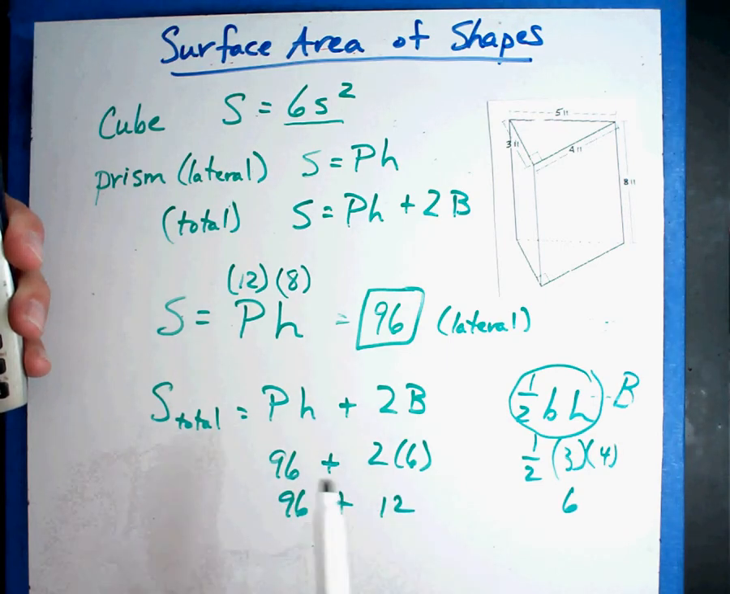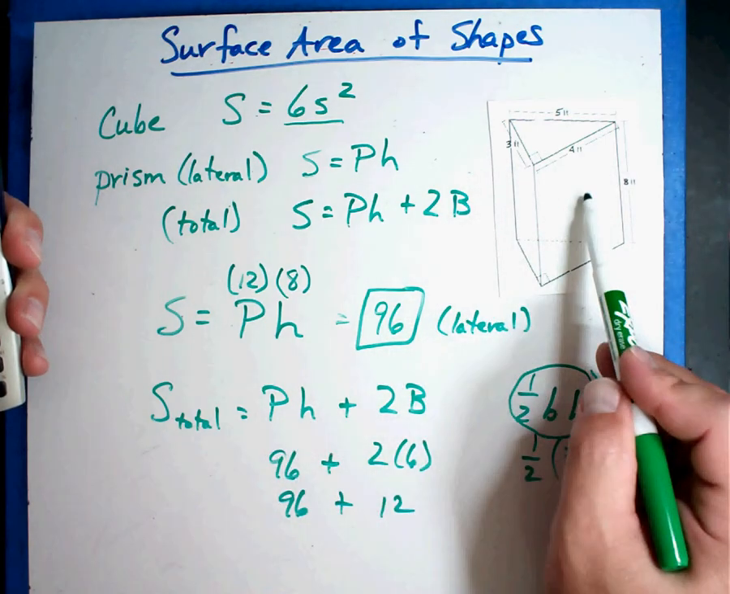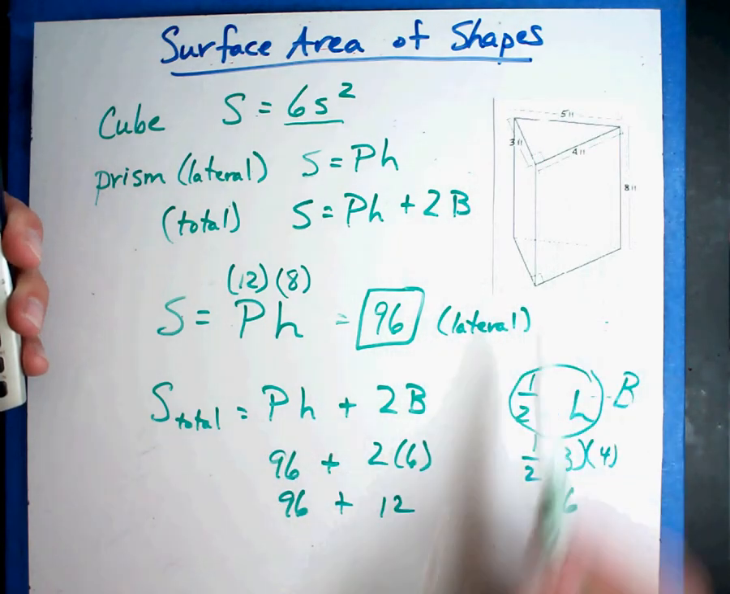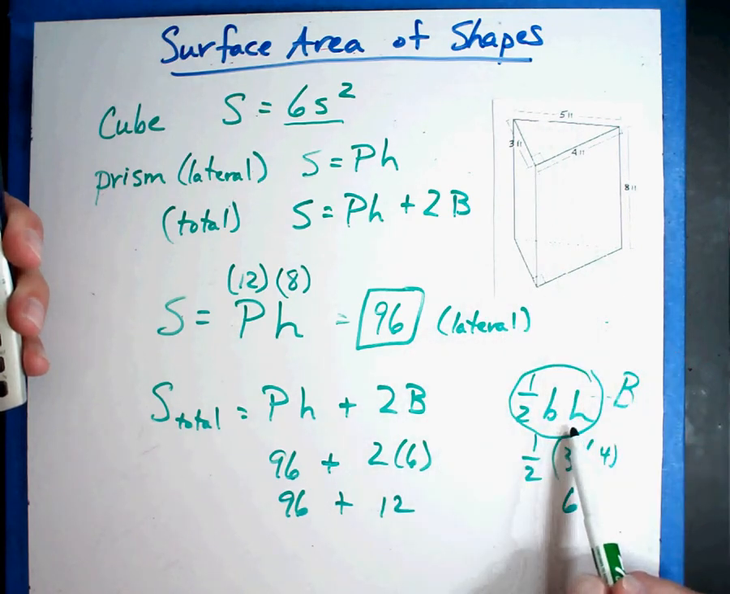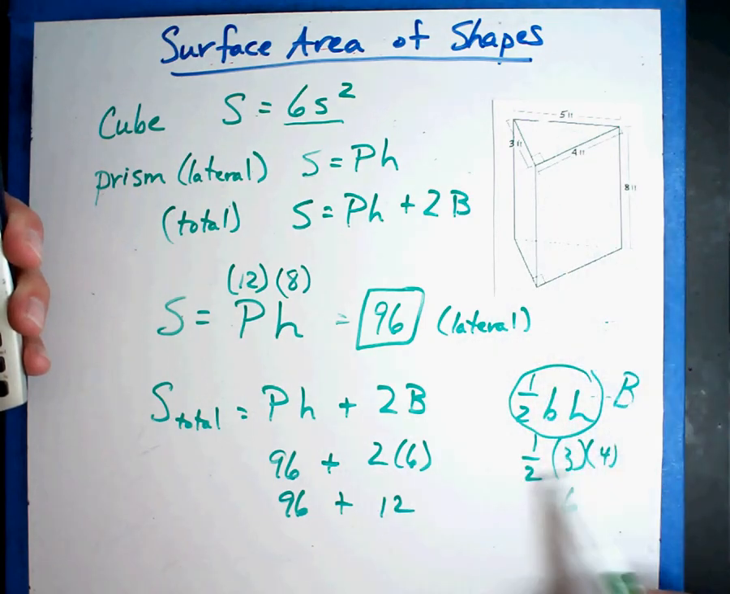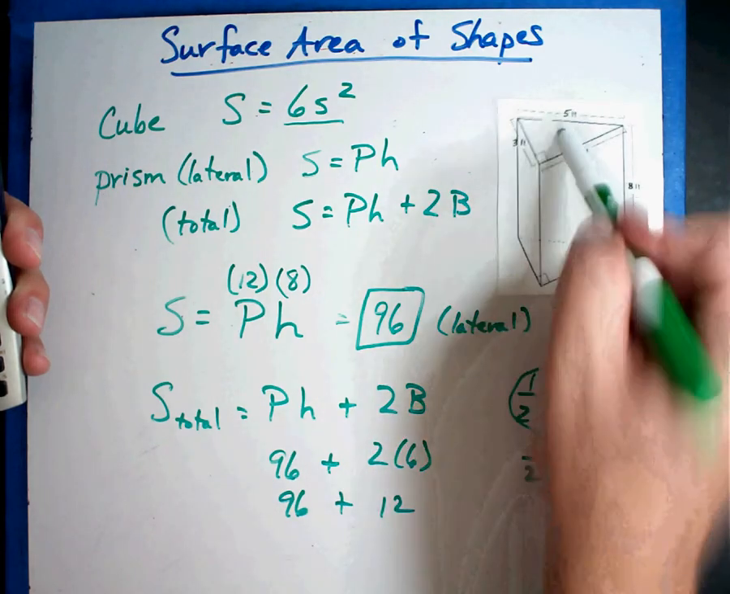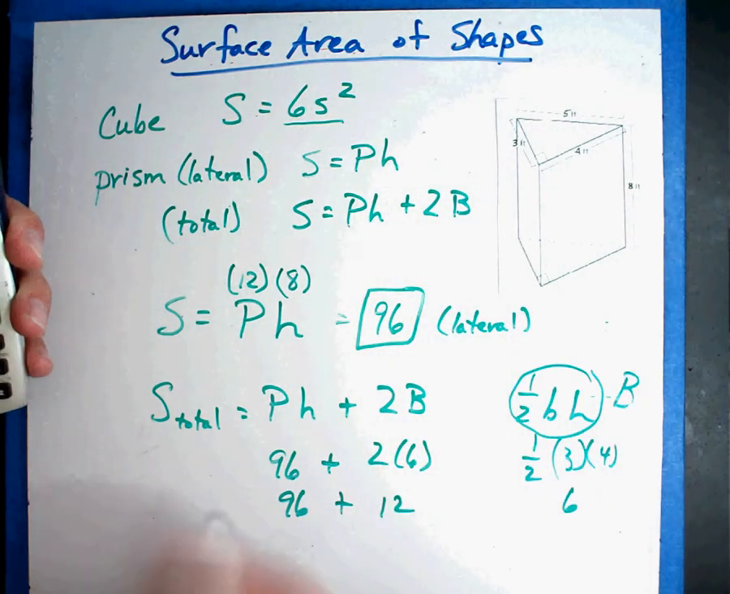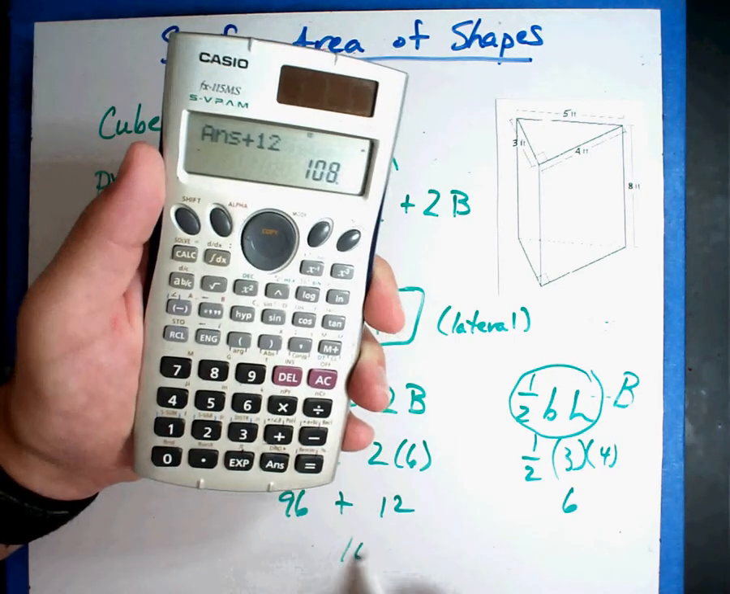So let me explain very quickly. PH, that's all 3 of the big sides, just like this right here. The bases, it sits on 2 triangles, so we have to get the area of those triangles. So it's 1/2 base times the height, because that's a triangle, and that's what big B is going to be. So we plug the numbers in, that's 6, and there's 2 bases, one there and one there, grand total of 12. Add those together, 96 plus 12, grand total 108.